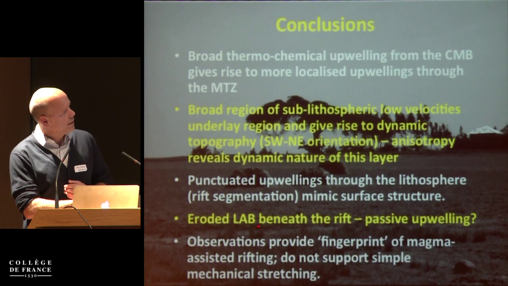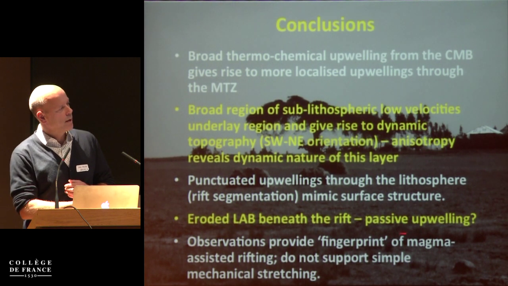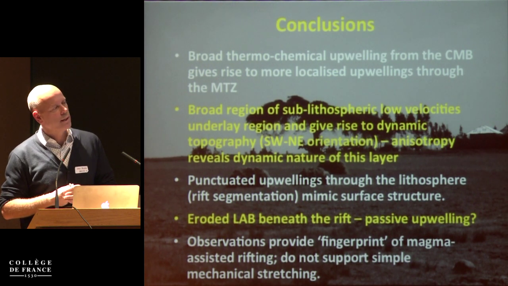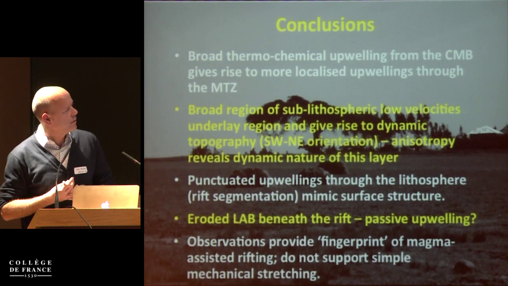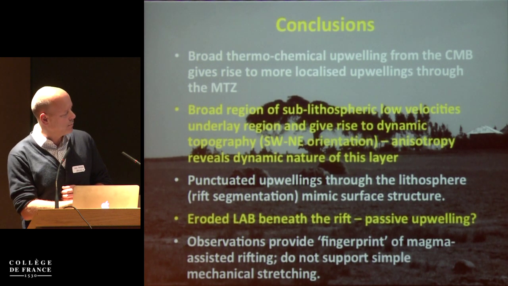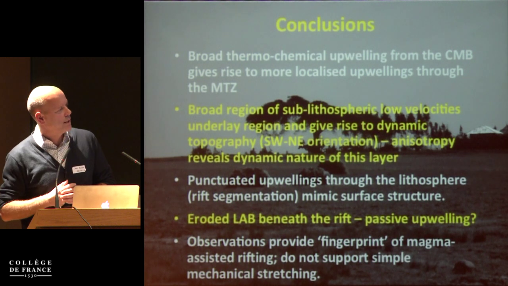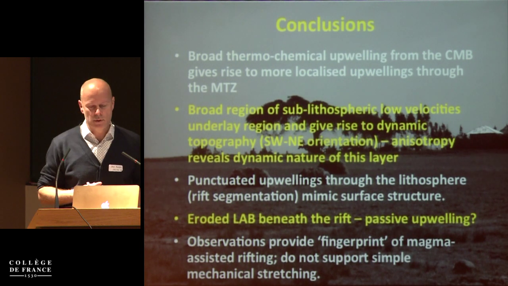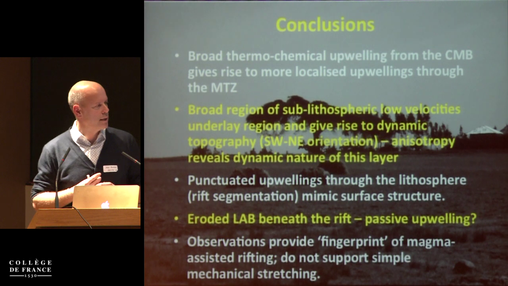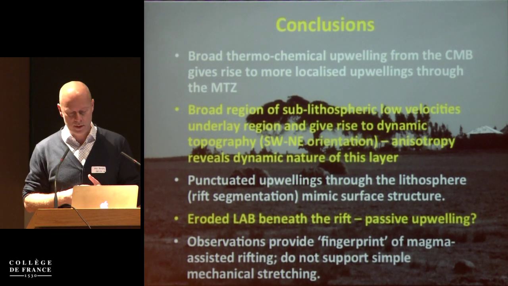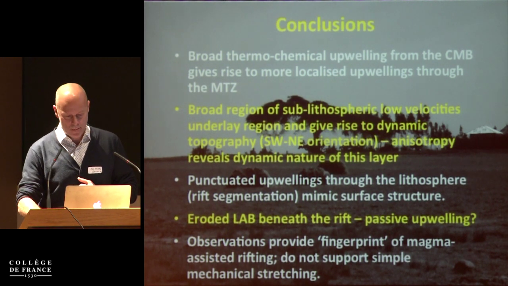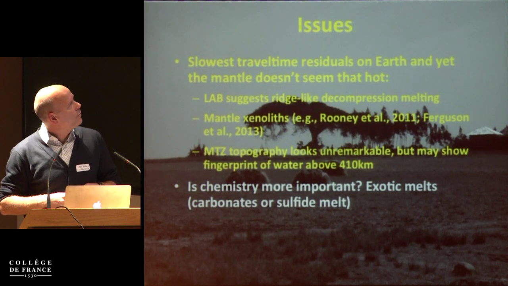We have an eroded LAB beneath the rift, but the onset of melting, the depths we're looking at, suggest that it's a more passive process, what you see at a mid-ocean ridge, for example. And cumulatively, these observations really are the fingerprint of this magma-assisted rifting and do not support the more conventional simple stretching models.